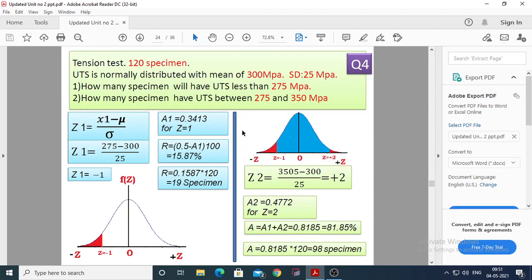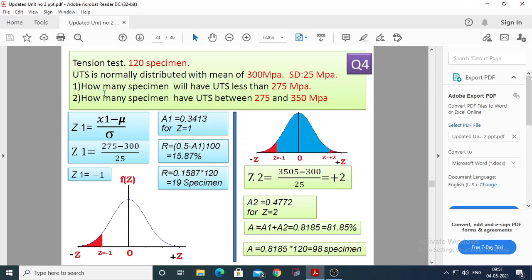Okay. Suppose you are given a tension test on 120 specimens. How many specimens are given? 120 specimens. UTS is normally distributed with a mean of 300 MPa. Which value is given? The mean value, mu, is given as 300 MPa. The standard deviation is given as 25 MPa, which means the sigma value is given.